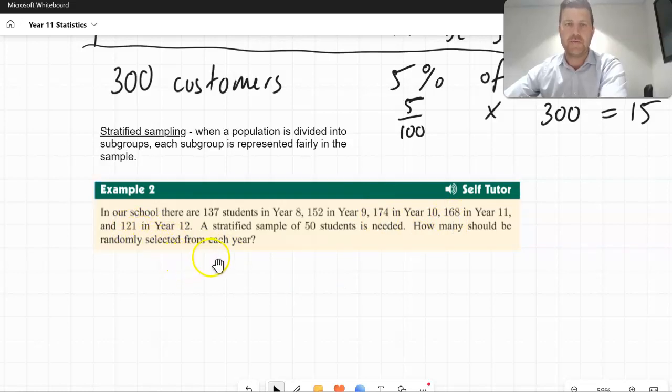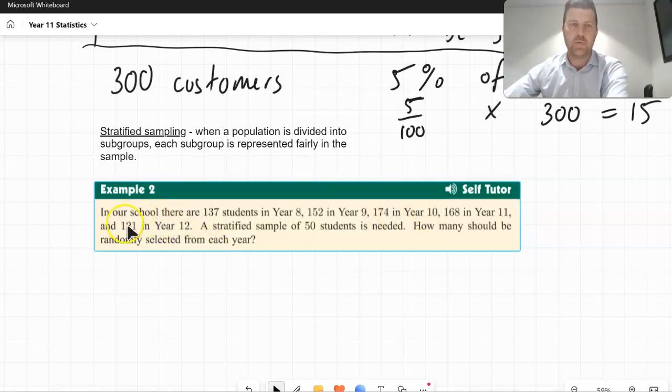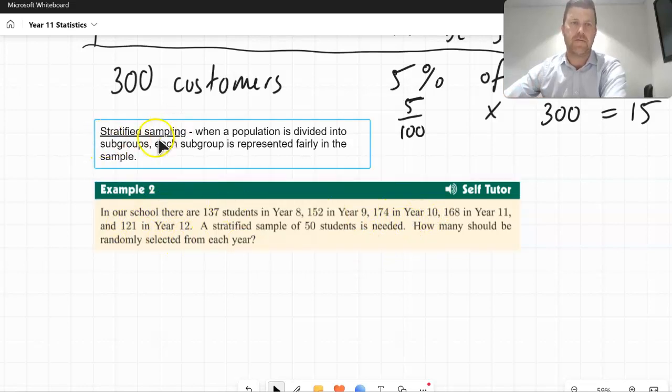Now, because there are more students, for example, in Year 10, it would make sense that the Year 10s would have more of a say. So we should actually be surveying more Year 10s and less Year 12s because there are more Year 10s at the school. So that's the idea of the stratified sampling.